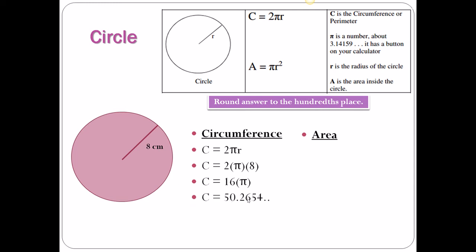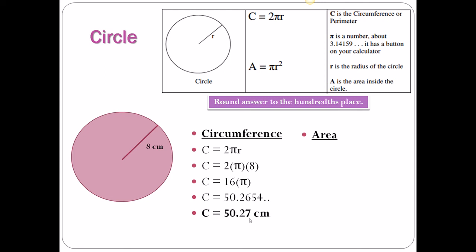So I just wrote down the first few digits of 16 times pi, and I put directions here. I said round to the hundredths place. So here's the tenths, the hundredths, and now here's a 5. 5 means you go up. So if it's 5 or higher, you go up. So that 6 becomes a 7.